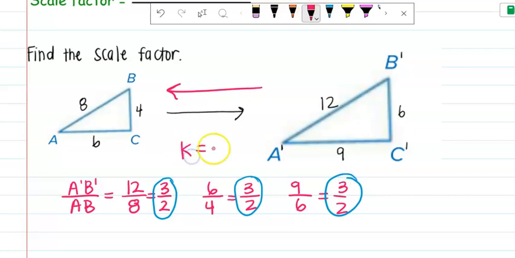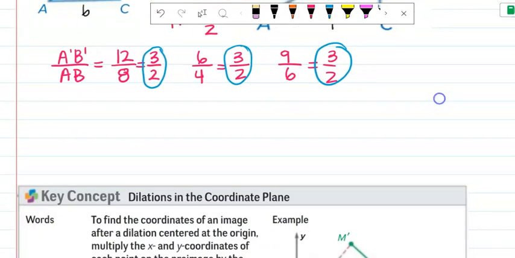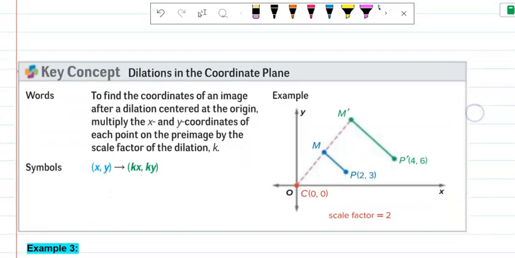We can say that K is 3/2, or if you're not a fraction person, 3/2 is 1.5. If you wanted to simplify it that way, both would be correct. Okay, we've got to go over one more small thing.